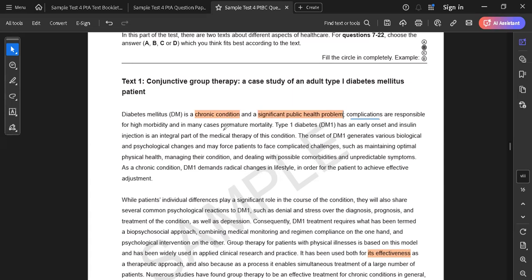Okay, they're talking about premature mortality. Then they're talking about diabetes. Then they said about insulin. It is also matching with some of the words, but not exactly. And then psychological changes may force, now there is a strong language given, may force patient to face complicated challenges. And then it will reach how to read like a newspaper.